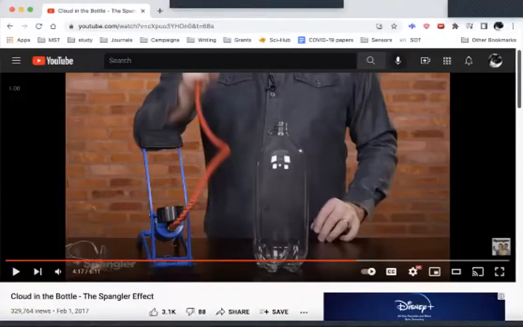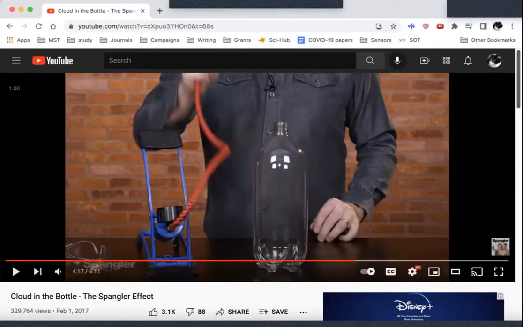Okay, so what we need is just a bottle, right? A plastic bottle, like a soda bottle. And then you could find an air pump and start to pump in air. What you should also do is add some liquid inside, either water or some alcohol, and see how we can do that.